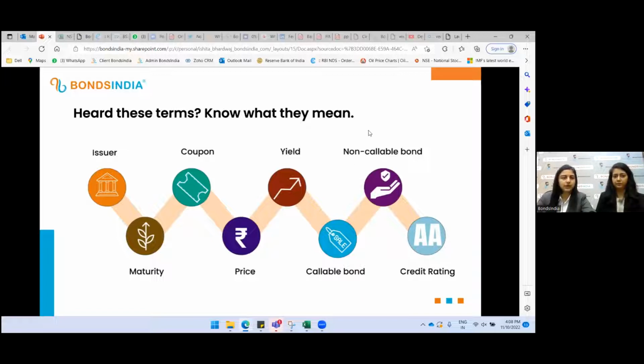Price is what you would pay to purchase the bond. So you can purchase the bond at par, premium, or at discount. Yield is the overall returns which you earn on the bond. And credit rating is basically the assessment of the credit worthiness of the issuer of the bond.